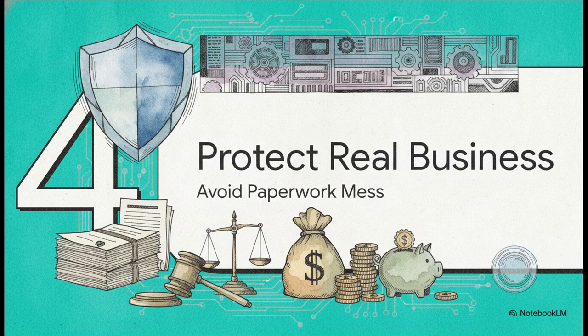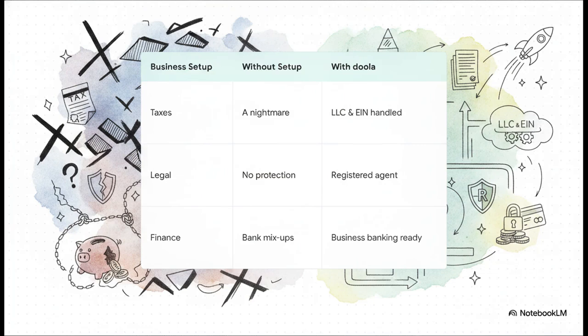Okay, phase 4, protecting your real business. Basically, avoiding the paperwork mess. Now, what's really interesting about this slide is the stark contrast. If your app suddenly blows up and you scale without a proper setup, well, taxes are a nightmare, you have absolutely zero legal protection, and your personal finances are going to be a total mess. Our source points to a service called Doula to fix this. By handling the LLC creation, getting your EIN, acting as a registered agent, and setting up business banking, Doula just takes all that brutal paperwork off your plate so you can actually focus on scaling your SaaS.